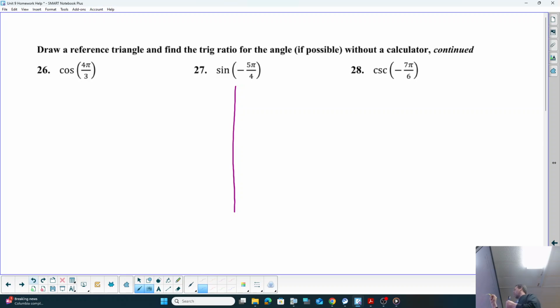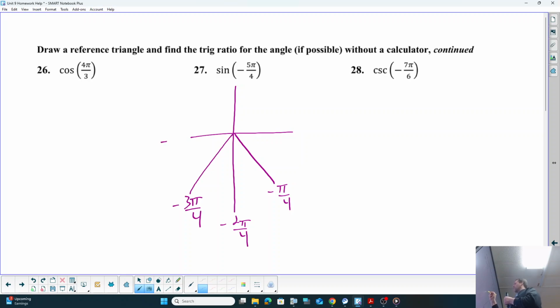Okay, so we'll do line across. So that's negative 1 pi over 4, or 45 degrees. Negative 2 pi over 4, good, you're almost there. Negative 3 pi over 4. And then here's negative 4 pi over 4. Right there. And then way up here is negative 5 pi over 4.